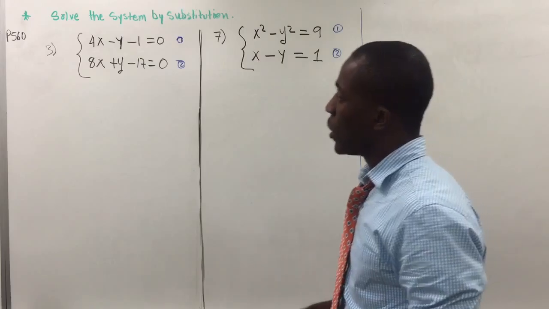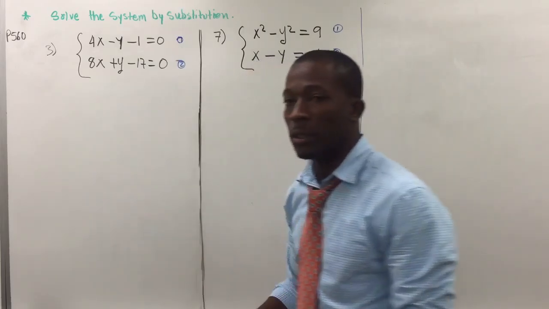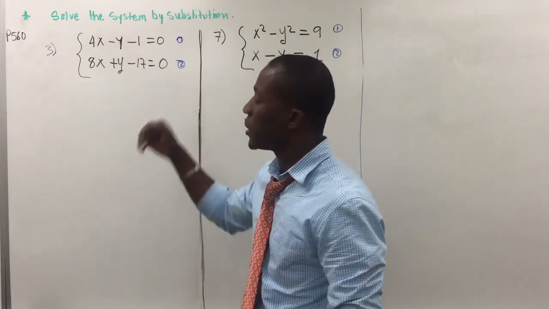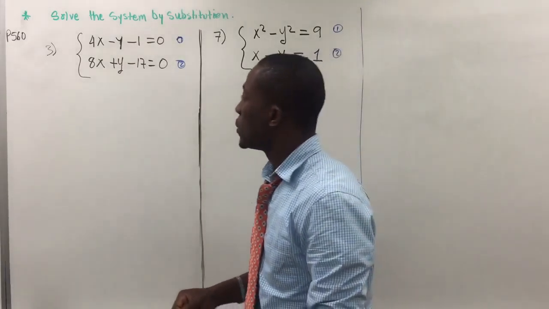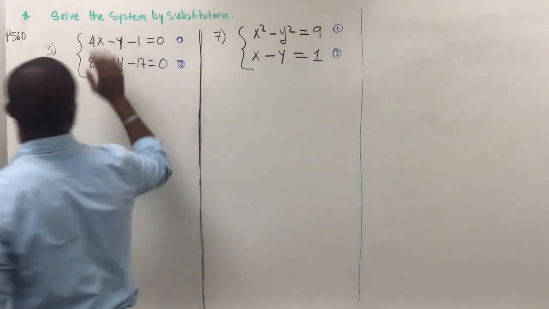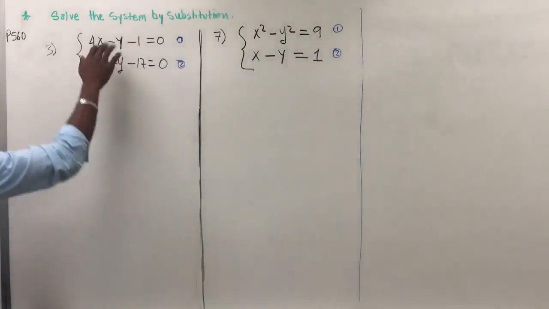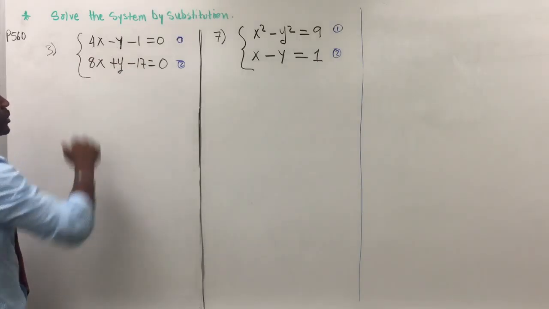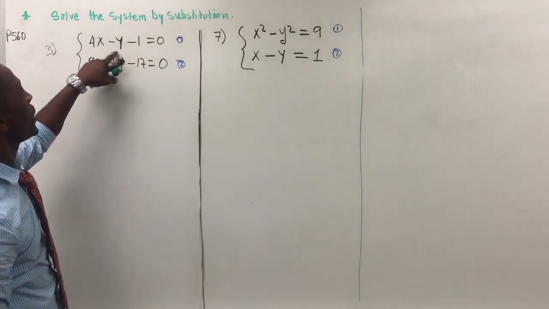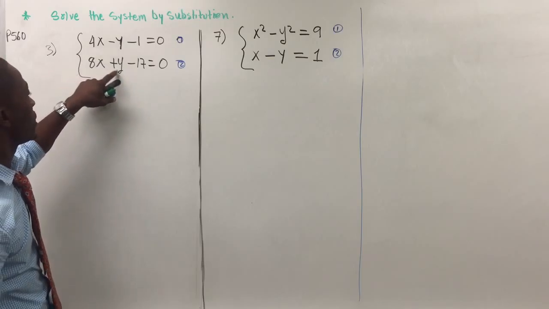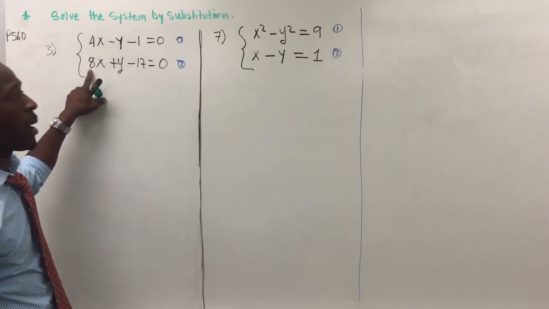Some students don't know, if they have something set equal to 0, how to go about it if they want to substitute. So this is two-line. We're doing this solve by substitution. With two-line, we either solve for x or solve for y. It's best to solve for y here because we don't have to divide by 4 or by 8.